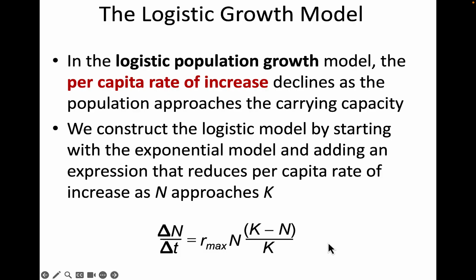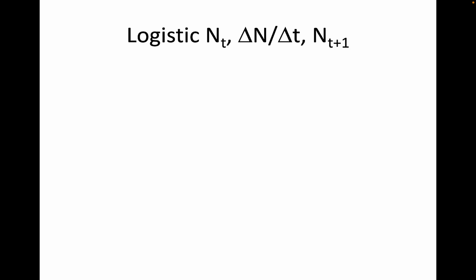So we have our equation of R max times n, and then we multiply it by this term, k minus n divided by k. And what you'll see is that k minus n divided by k is impacted as the population increases, and it will change the per capita rate of growth in the population. Okay, so let's go through and model this again. So here's our equation again. R max times n times, in parentheses, k minus n divided by k.